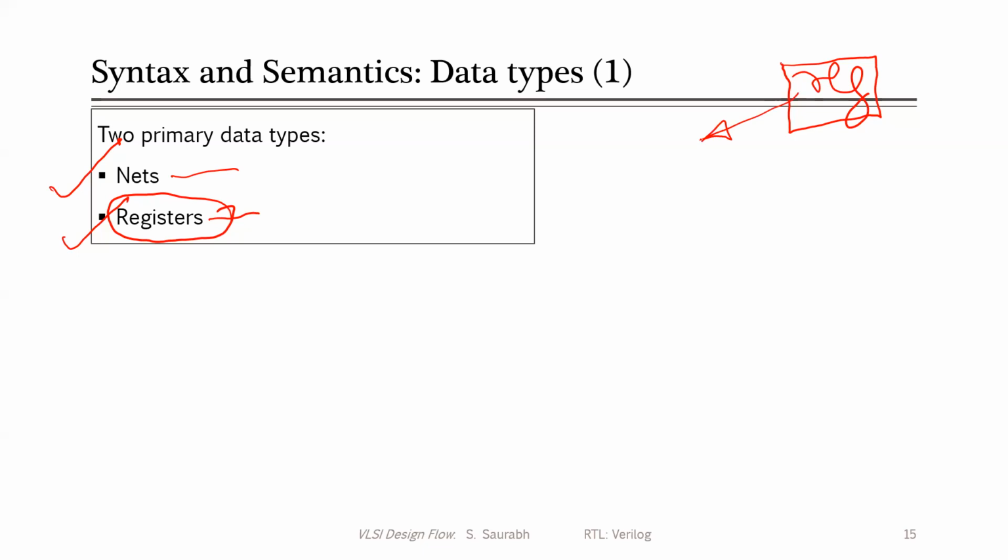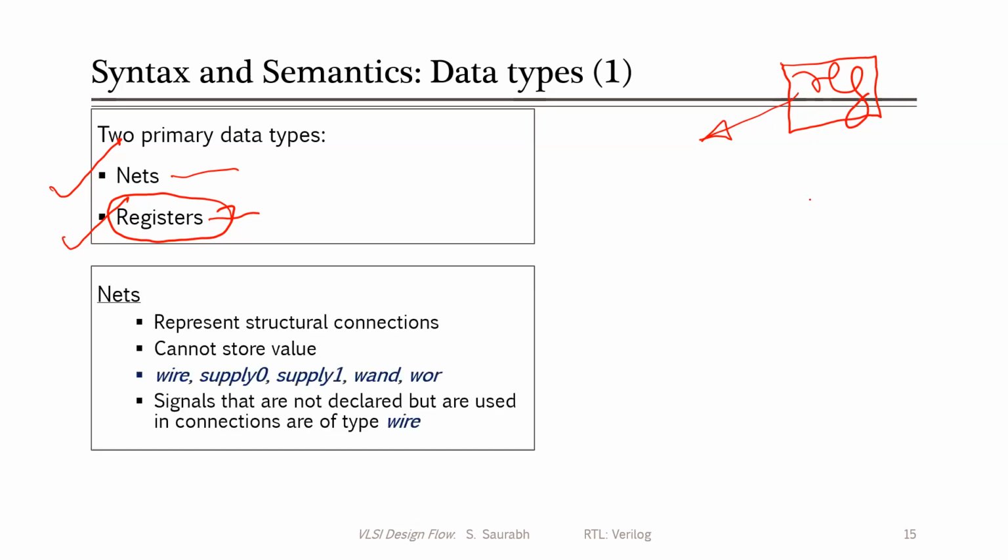This is one of the easiest mistakes that beginners of Verilog make. They think that whenever someone writes reg, and reg is a register, and a register is nothing but a flip-flop, then if I write a reg, there should be a flip-flop. That is not correct, right?